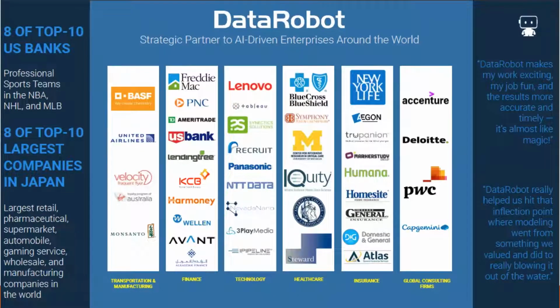So 8 out of 10 top US banks and 8 out of the top 10 largest companies in Japan. Here's just a couple of places that you can see that, even consulting companies like Deloitte. But yeah, a lot of insurance, healthcare, banking, and finance is a really big place that they're in. We're talking about really massive deployments where they're starting to make a good footprint. Okay, so that's just a quick primer on DataRobot.